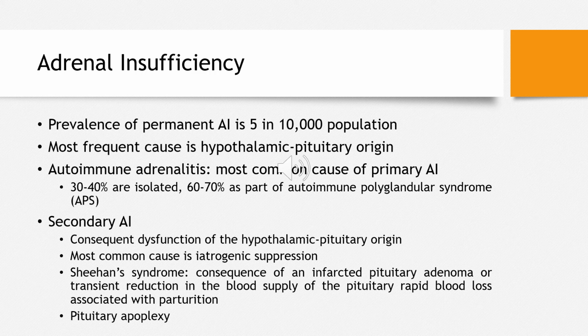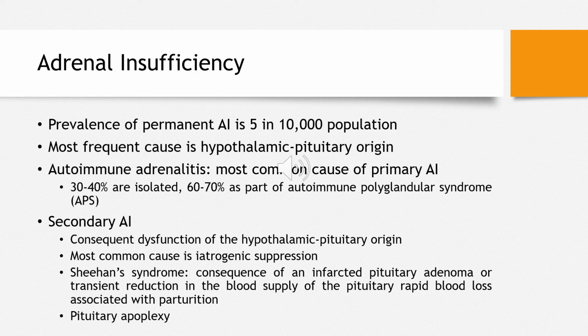There are two types of adrenal insufficiency. The first one is primary adrenal insufficiency, which refers to glucocorticoid deficiency occurring in the setting of adrenal disease, and the most common cause is autoimmune adrenalitis. The second is secondary adrenal insufficiency, or central hypoadrenalism, which arises because of a deficiency of ACTH, and the most common cause is iatrogenic suppression.